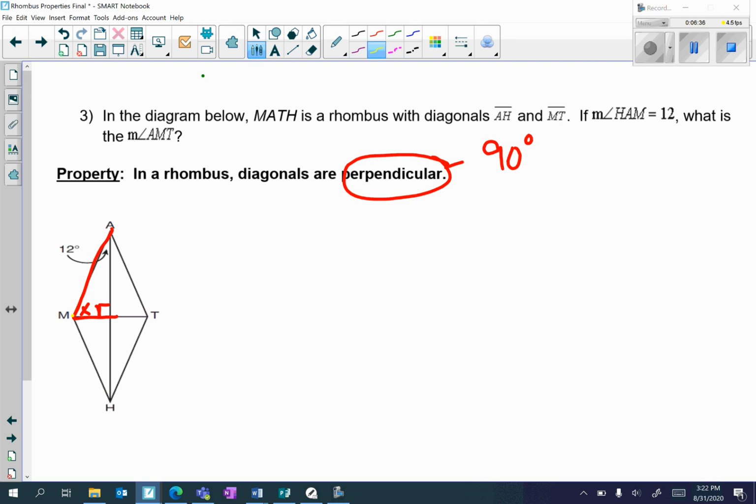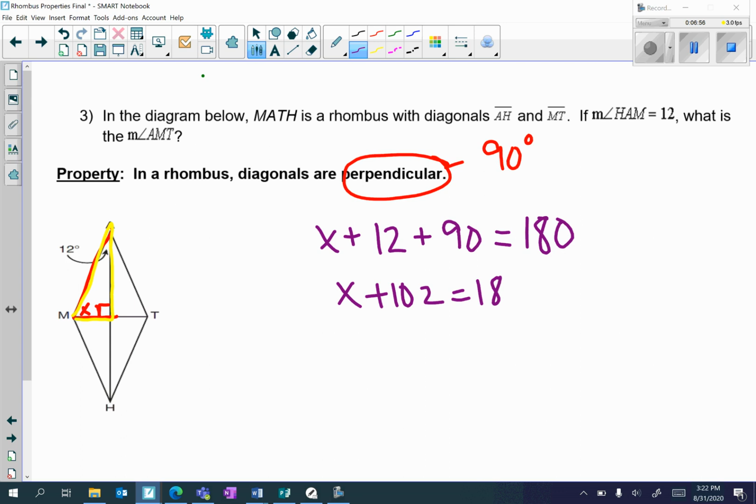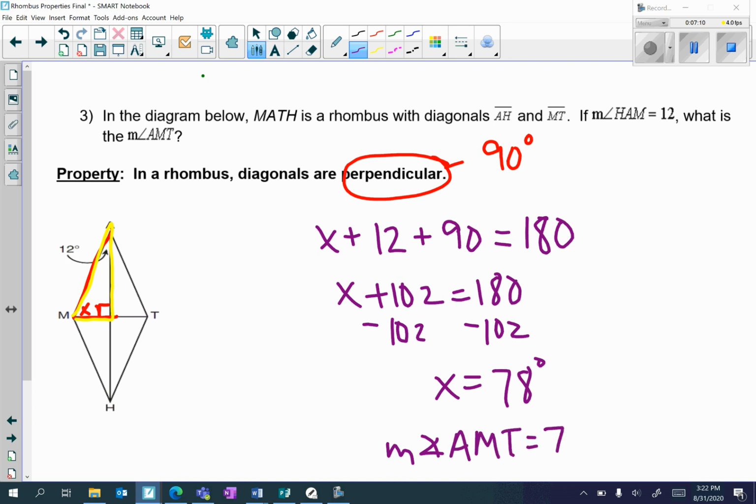So notice here I have a triangle. And remember, angles in a triangle add up to 180 degrees. So I have x plus 12 plus 90 is equal to 180 degrees. 12 plus 90 is 102. 180 minus 102 is 78. So the measure of angle AMT is equal to 78 degrees. Always remember, diagonals are perpendicular in a rhombus.